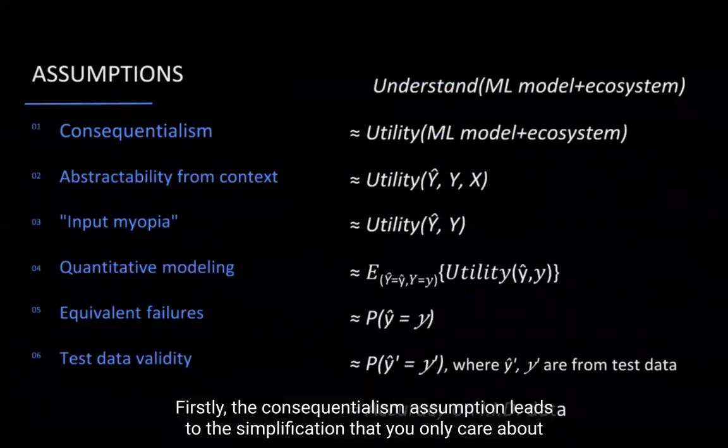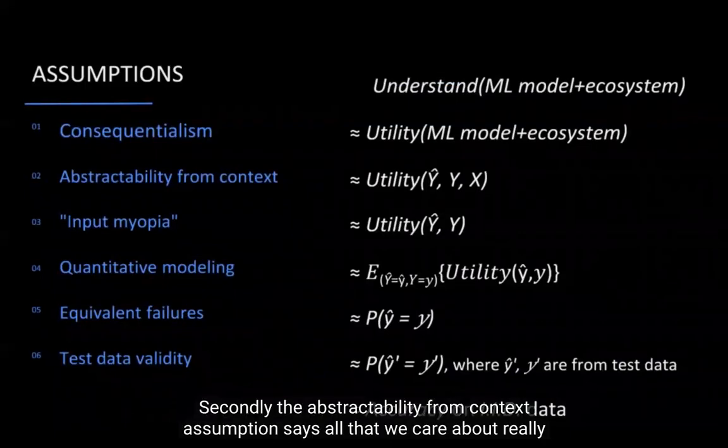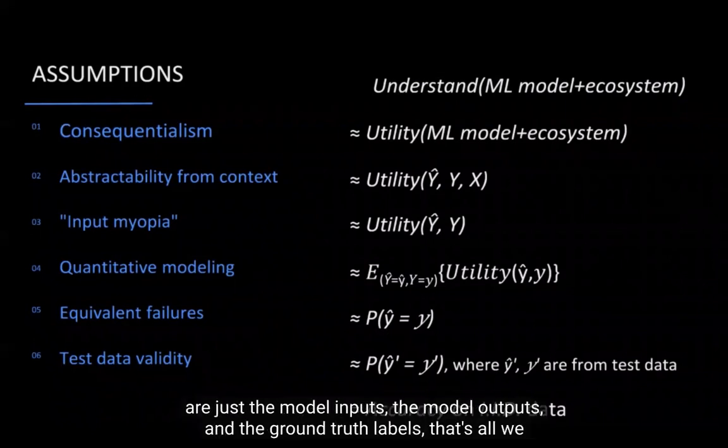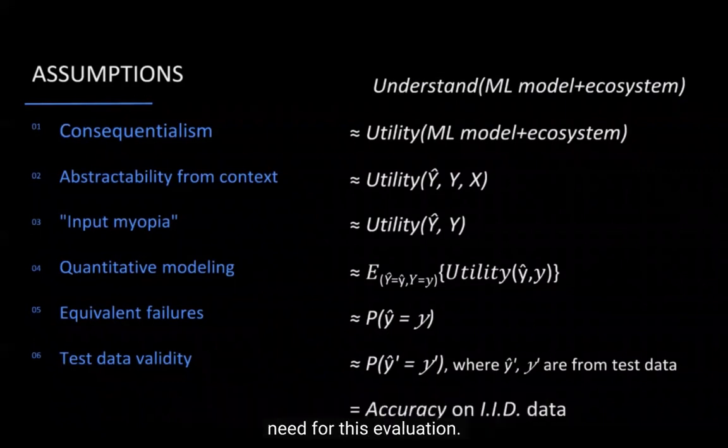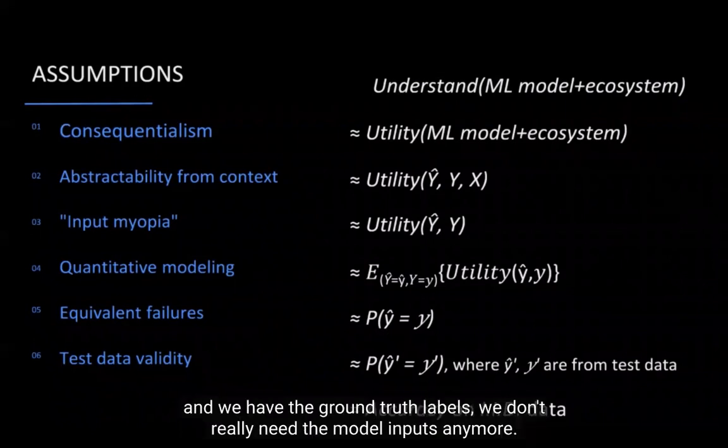Firstly, the consequentialism assumption leads to the simplification that we only care about the utility of the model in the ecosystem. Secondly, the abstractability from context assumption says actually all we care about really is just the model inputs, the model outputs, and the ground truth labels. And that's all we need for the evaluation. Thirdly, the input myopia assumption says actually once we have the model predictions and we have the ground truth labels, we don't really need the model inputs anymore.